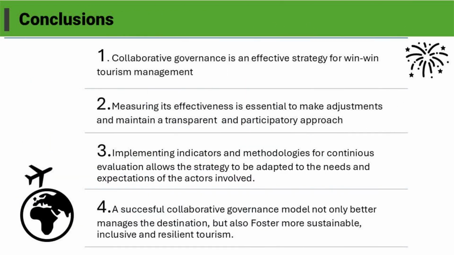The conclusions from this pill are: 1. Collaborative governance is an effective strategy for win-win tourism management. 2. Measuring its effectiveness is essential to make adjustments and maintain a transparent and participatory approach. 3. Implementing indicators and methodologies for continuous evaluation allows the strategy to be adapted to the needs and expectations of the actors involved. 4. A successful collaborative governance model not only better manages the destination, but also fosters more sustainable, inclusive, and resilient tourism.